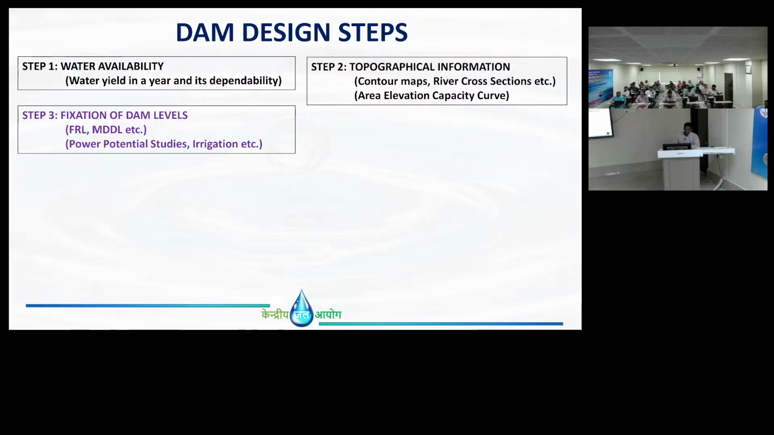Then, we know the new zero elevation also. Then the next step will be, what is FRL? Full reservoir level. So MDDL, minimum drawdown level. Yes. And what is power potential studies? Any wrong answers? Try to tell whatever comes to your mind. What is the use of power potential studies?